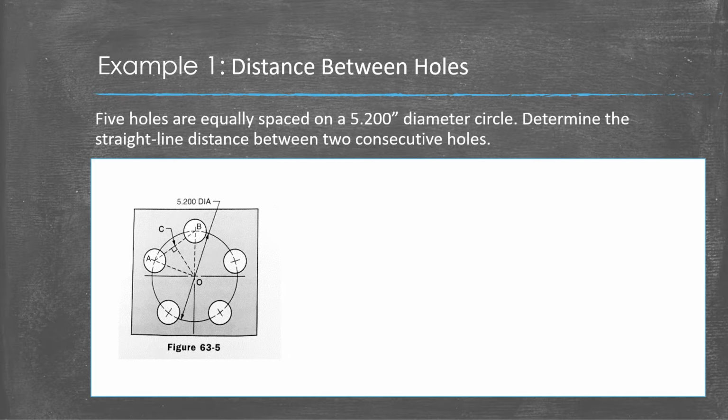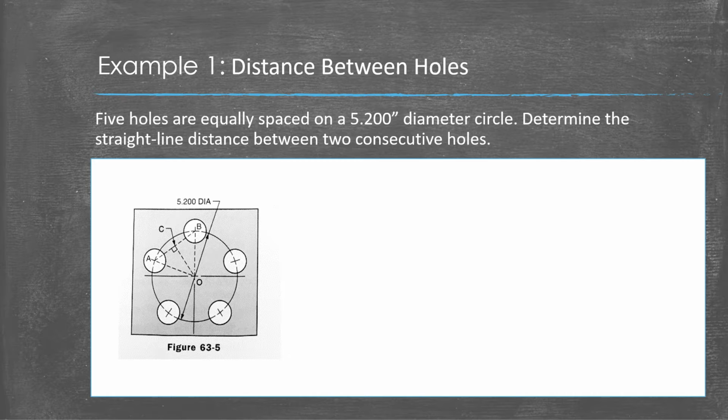So we're going to look at 5 holes equally spaced on a 5.200 inch diameter circle, and we're going to determine the straight line distance between 2 consecutive holes. Now without the diagram, this would be a challenging question to solve. I remember the first time I saw the question, I looked at it and said, how does this relate? But once you see the triangle in the picture, it's a very easy question for us to solve.